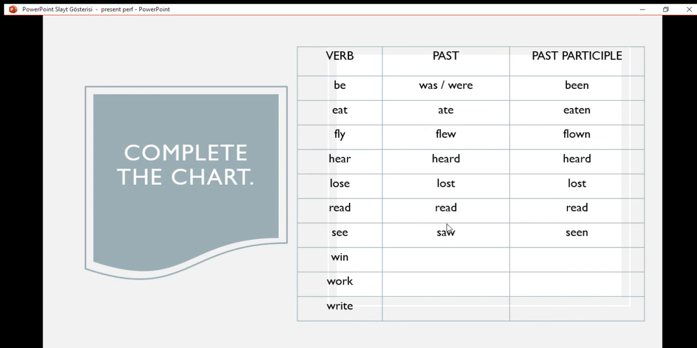See, saw, seen. Win, won, won. Work, worked, worked. Write, wrote, and written.